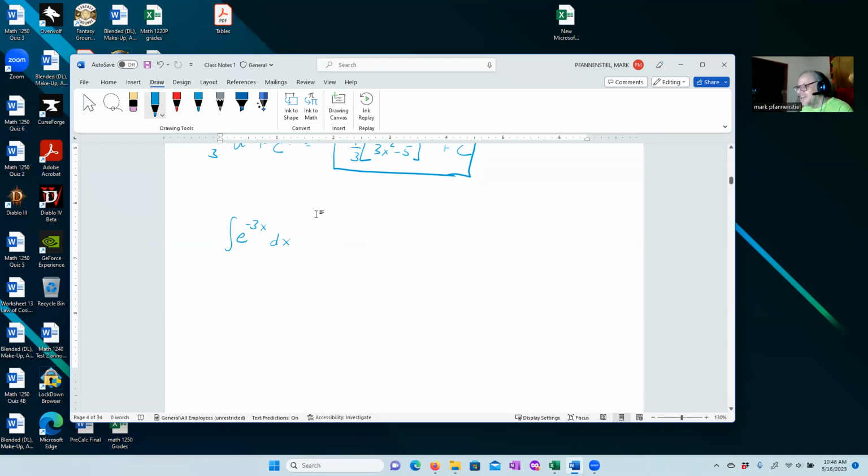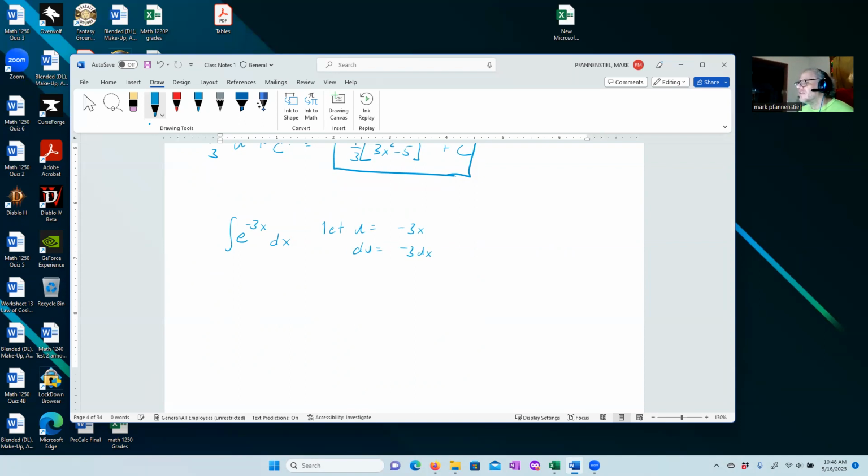So I waited to do the rules for exponents until today because I use this as a u substitution rather than as a rule to memorize. So I'm going to say let u equal negative 3x, du equals negative 3 dx.